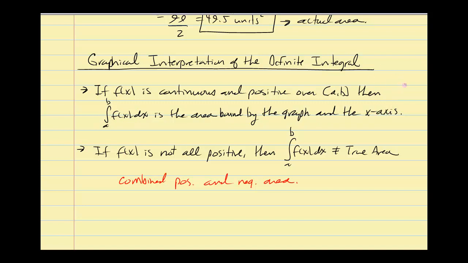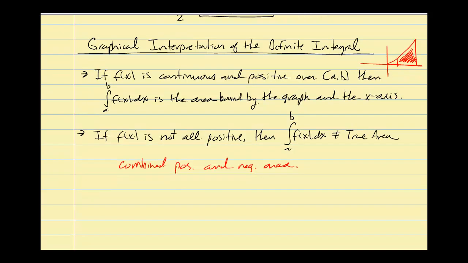In the problem we just did, we had f of x equals x squared. It was bounded below by the x-axis, above by my function from 2 to 5, and that was my area of interest. Now if that's not the case, things don't work out so well. We have to interpret it a little bit differently. If your function is not all positive, then the definite integral of f of x dx from a to b does not equal the true area like we would think. What ends up happening is we end up combining positive and negative area.